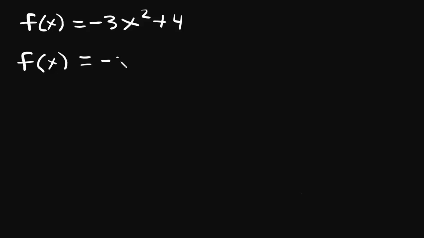f of x equals negative 3x squared plus 4. And the symbol we're going to use to represent any number at all is x. So let's say f of x is equal to negative 3 times x squared plus 4. Now, you may be thinking that's pretty silly. All I did was add a couple of parentheses. Why did I even bother? Well, let's continue and then you'll see.